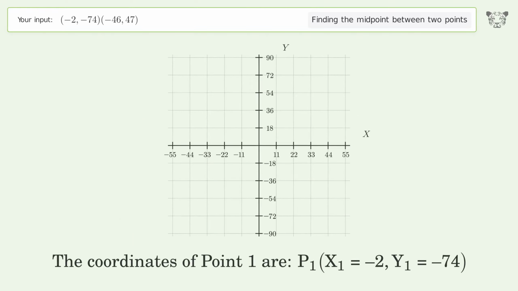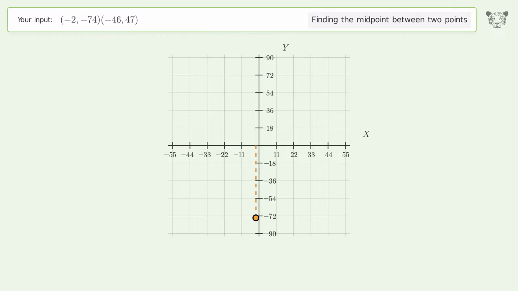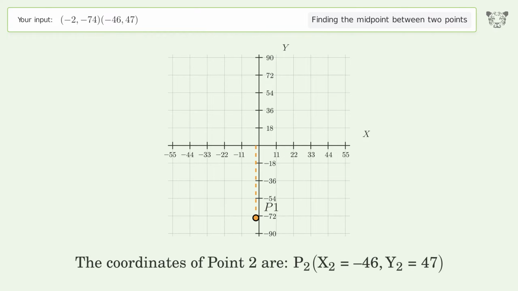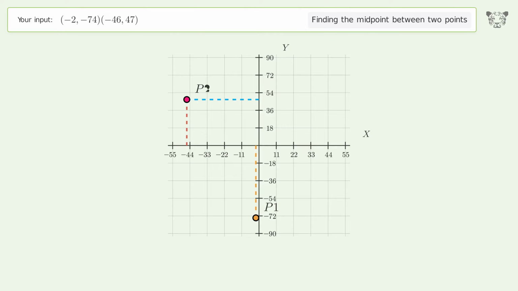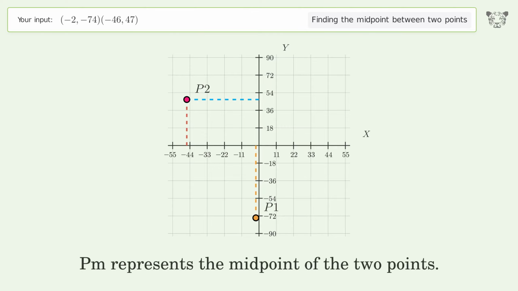The coordinates of point 1 are x1 equals -2, y1 equals -74. The coordinates of point 2 are x2 equals -46, y2 equals 47. PM represents the midpoint of the 2 points.